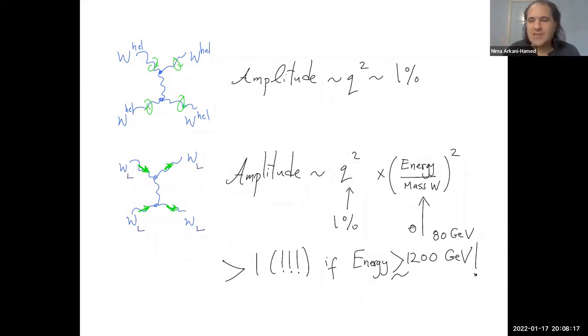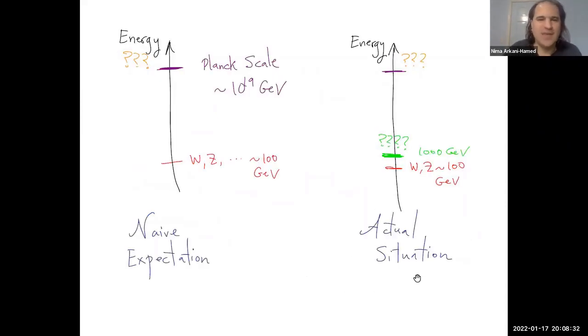And the mass of the W particle is around 80 GeV, 80 times the mass of the proton. And if you put the numbers in a little bit of detail, something new has to happen when the energies are beneath around 1200 GeV.